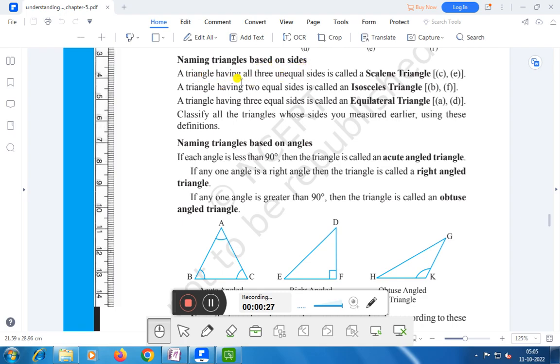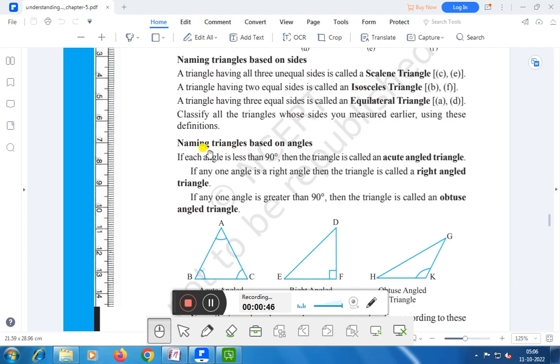A triangle having all three unequal sides is called a scalene triangle, right? A triangle having two equal sides is called an isosceles triangle. A triangle having three equal sides is called an equilateral triangle. This is the naming of triangles based on sides.